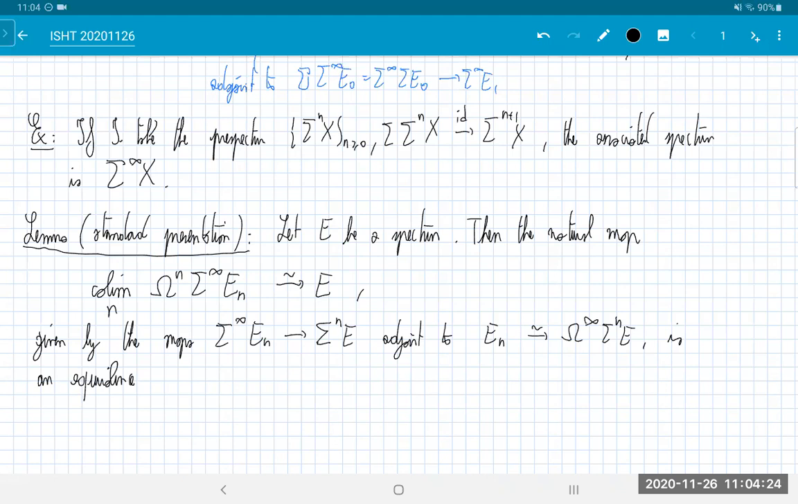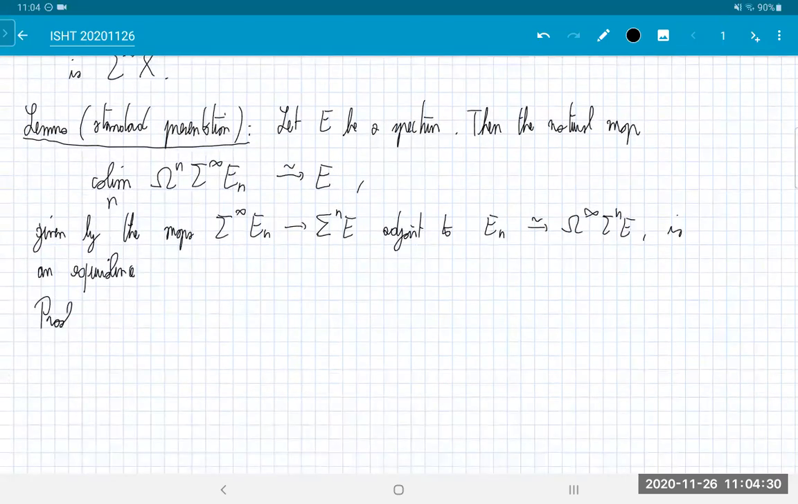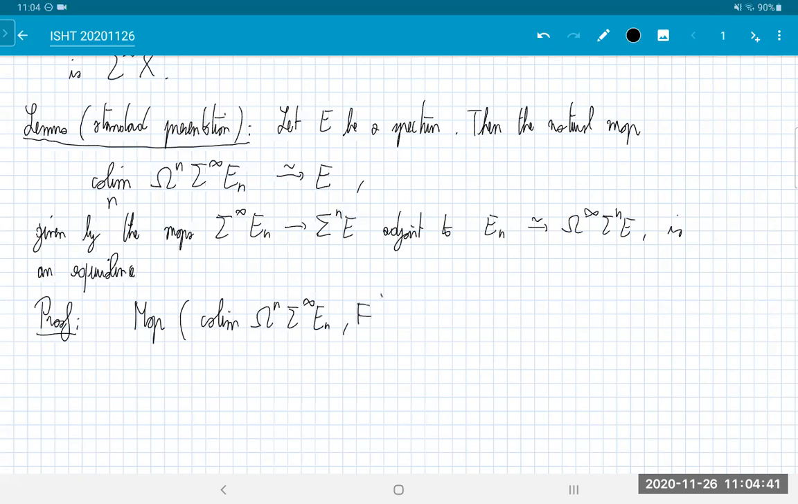Questions about this statement? Let's see the proof. And the proof is just going to see what these maps are from this colimit on n of sigma infinity E_n into F.